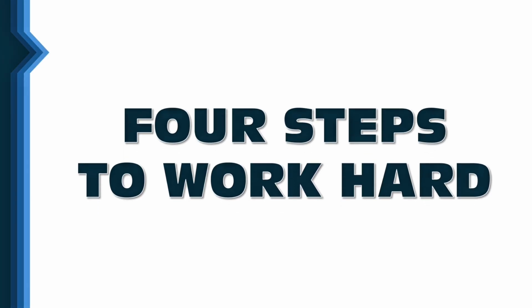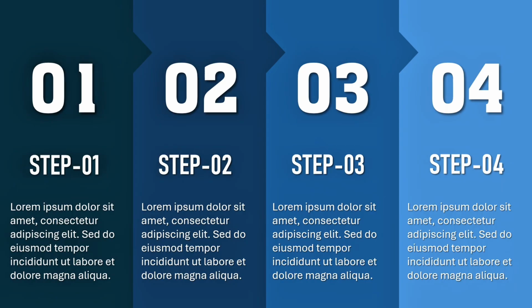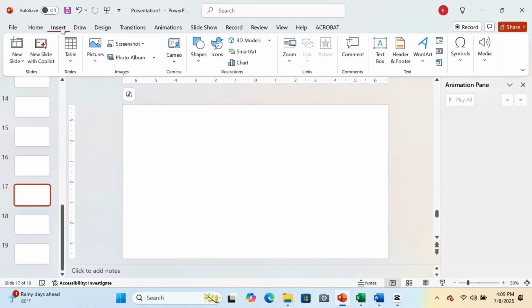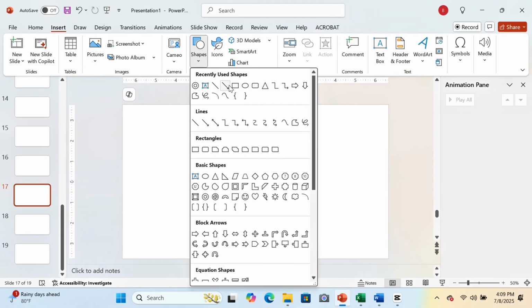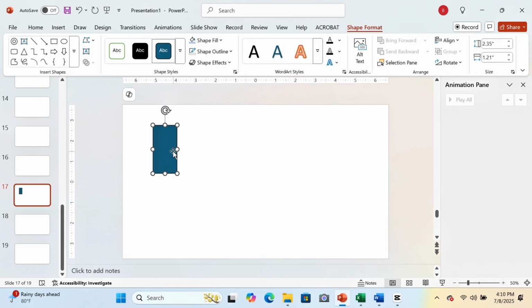Hello everyone, today let's learn how to make this wonderful PowerPoint slide in a very easy way. Firstly, insert a rectangle shape. Now duplicate it 3 times using Ctrl+D and place them side by side.